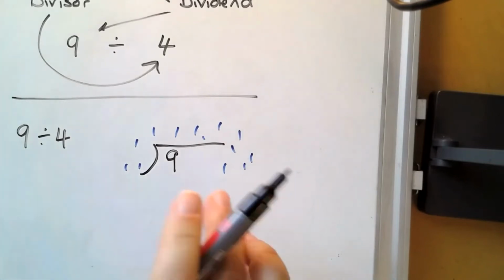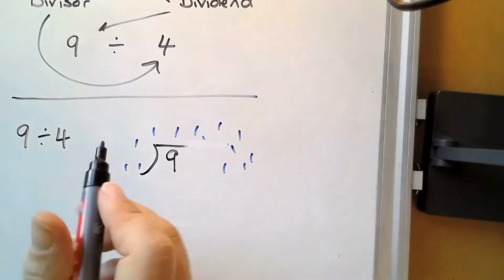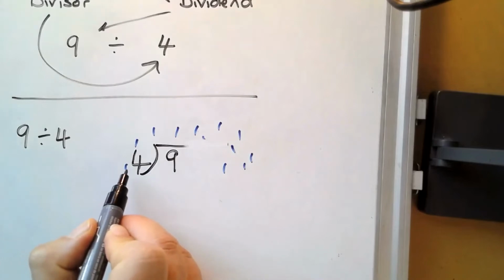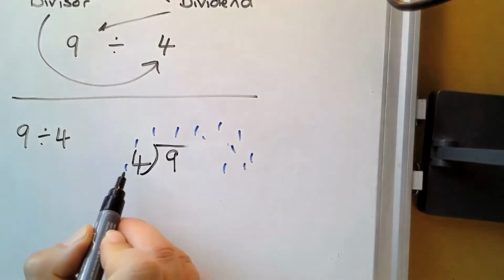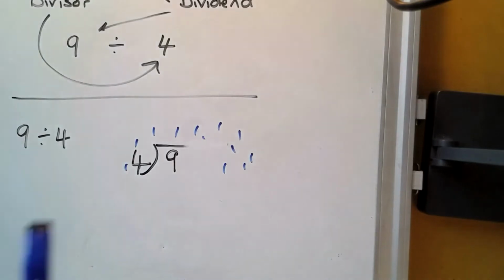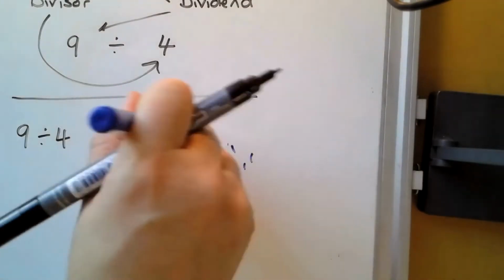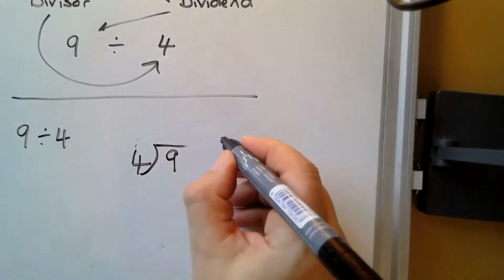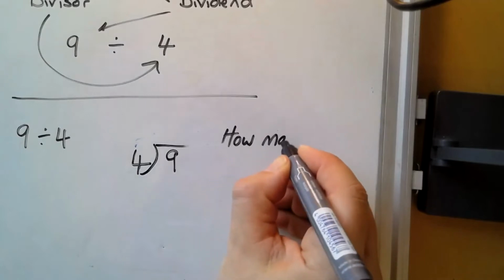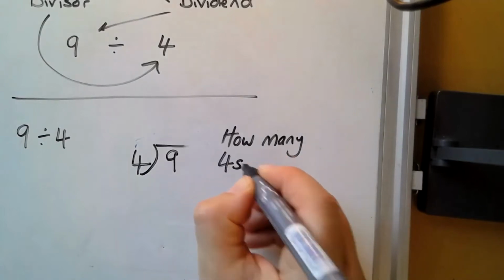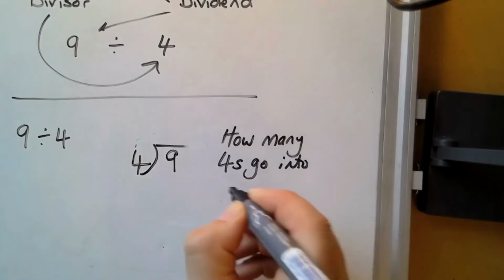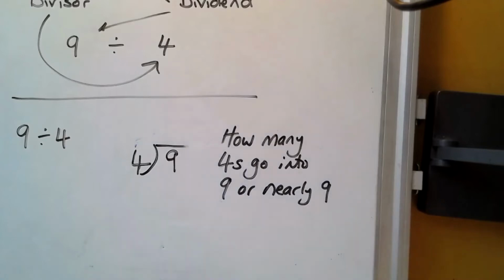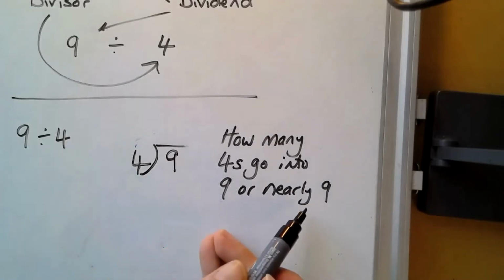Maybe there's no room under the bus stop, and therefore the 4 comes at the front. The key thing is to get the 9 in the right place, because then the 4 follows. So the 9 goes underneath and the 4 follows. What we then want to do is work out how many 4s go into 9, or nearly 9.